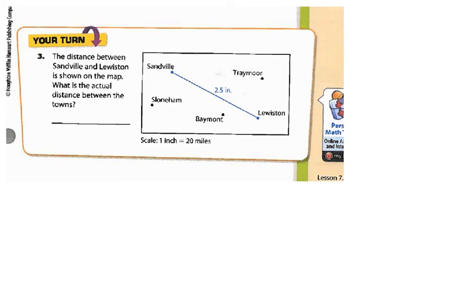Okay guys, let's check this out. This your turn problem says the distance between Sandville and Lewistown is shown on the map. What is the actual distance between the towns? So what you need to notice first is the scale at the bottom. The scale says 1 inch is 20 miles. We're going from Sandville to Lewistown, and it tells us that is 2.5 inches.